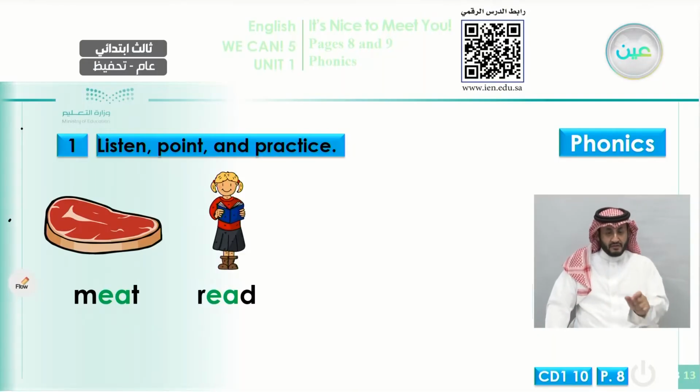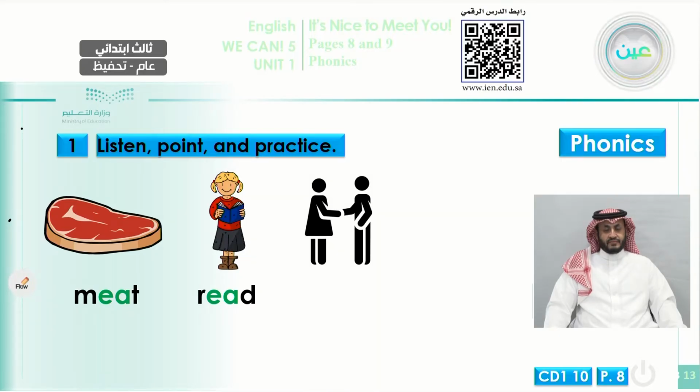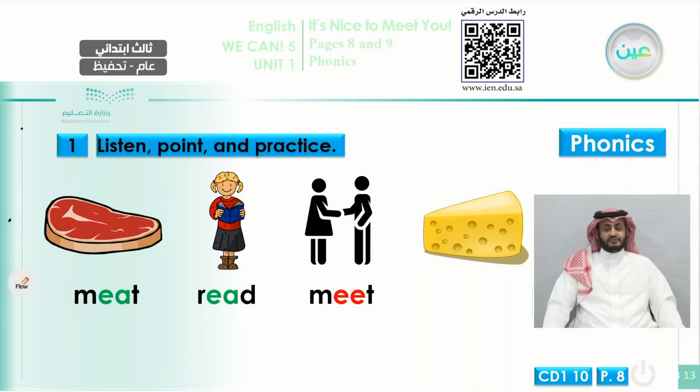Look at the M-E-A-T. So EA is pronounced as E. Read also, EA is pronounced as E. The next here, what can this picture tell you? Meat. Double E also is pronounced as E. Cheese, this is cheese as well, is pronounced as E as well. Let's listen.